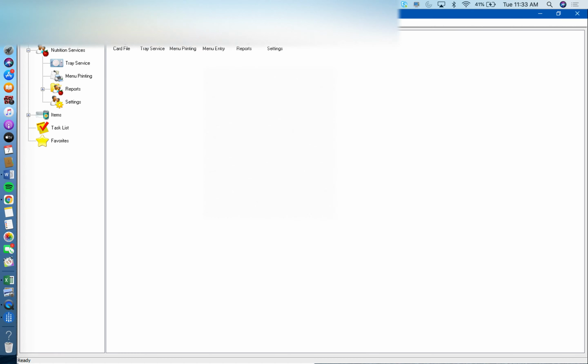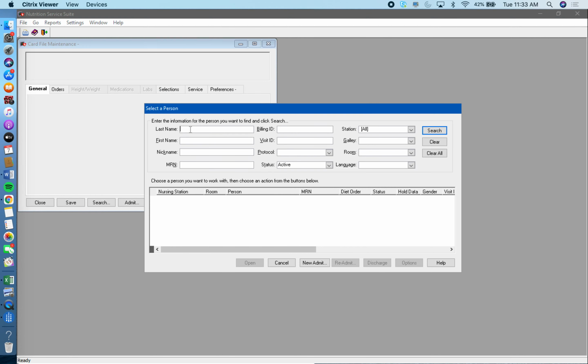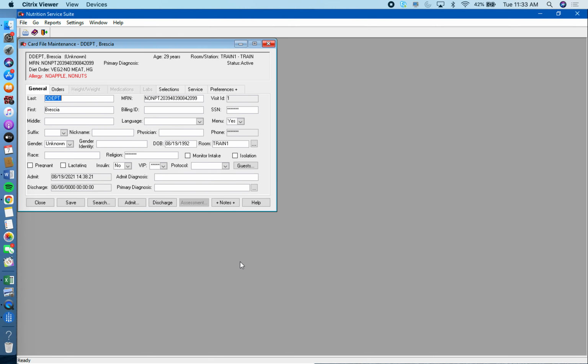We're going to click on card file, and card file will open here. We are going to look up the last name of our patient, which has been given to you. So DDEPT, our patient's name is Brescia DDEPT, and we can see they're in training room 1. That's just for the sake of training purposes. We don't want to look at a real patient. This is just an example of a patient we have created.